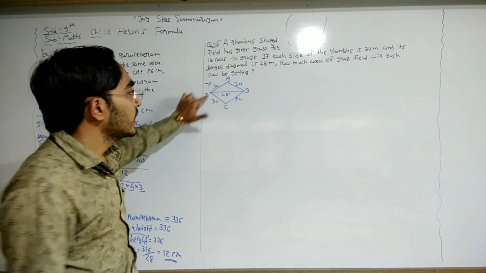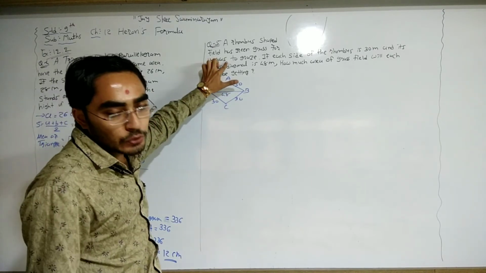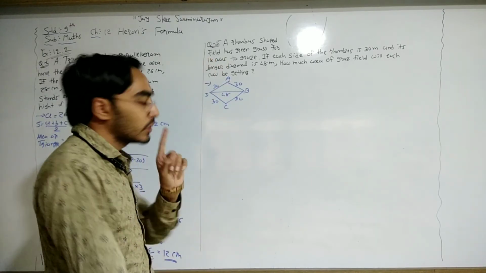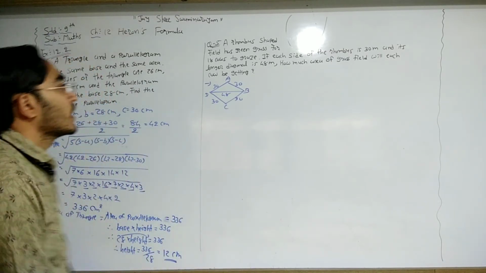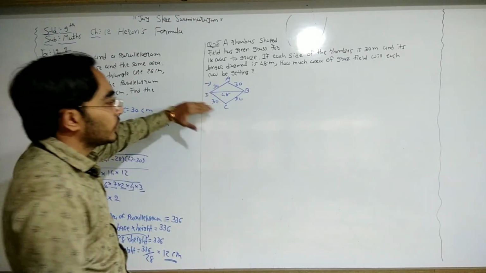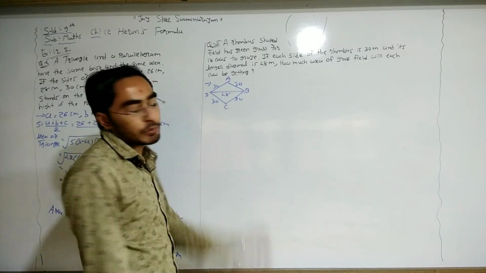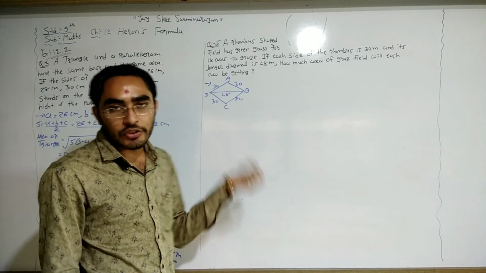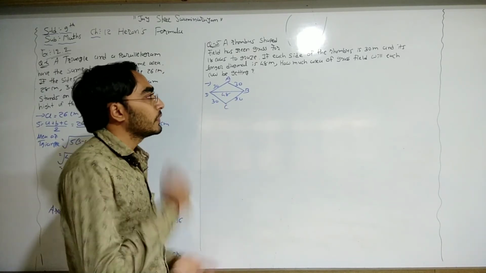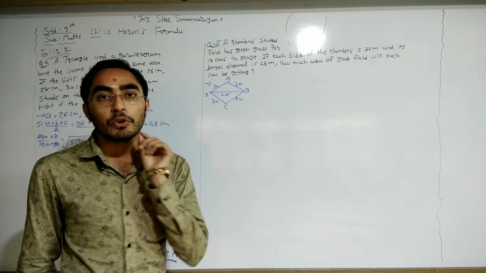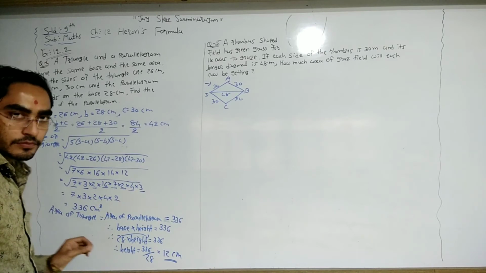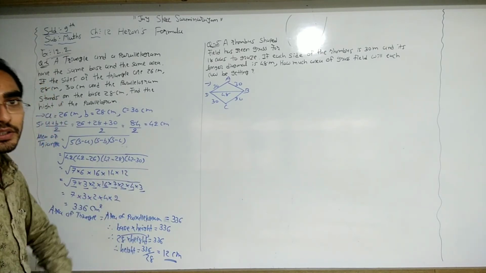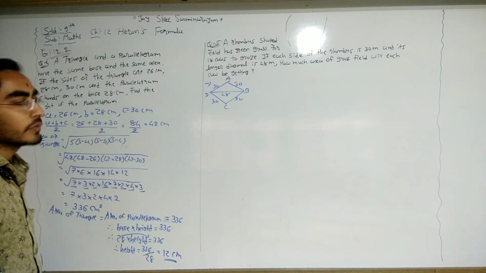This area is for 18 cows, but we need to find the area for each cow, that means for one cow only. Here we have one rhombus ABCD. We need to find the area of this rhombus, and this area is for 18 cows, but we need to find it for one cow. So now how can we find the area of the rhombus?